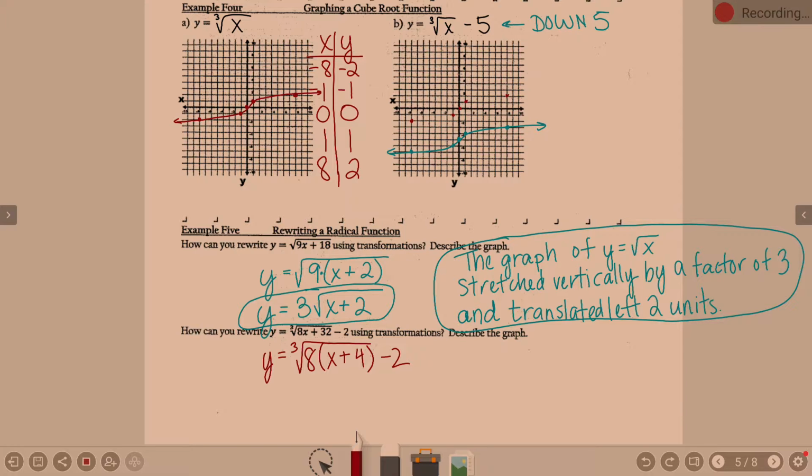Don't stop there, though. What's the one other step I can take in rewriting this? Yeah, luckily it's a cube root, not a square root, right? It'd be difficult as a square root. But we're going to do the cube root. So the cube root of 8 is 2. So it's going to be 2 times the cube root of x plus 4, and there's still a minus 2 out back.